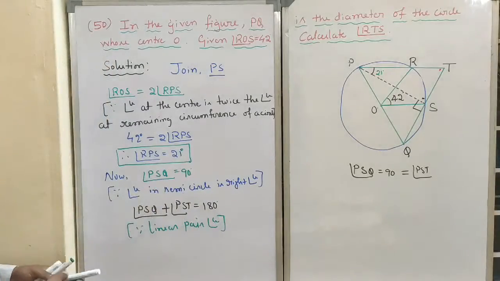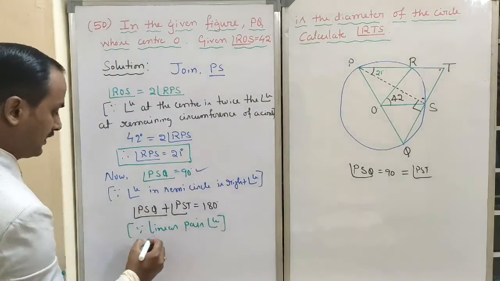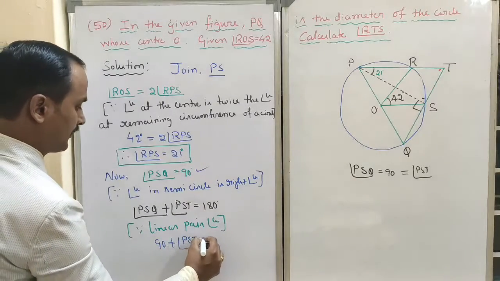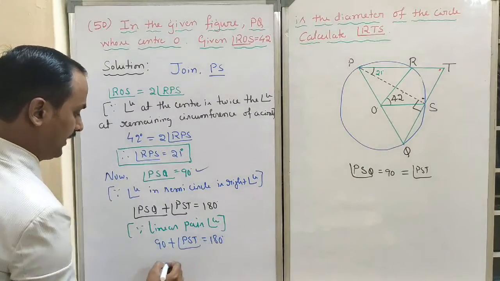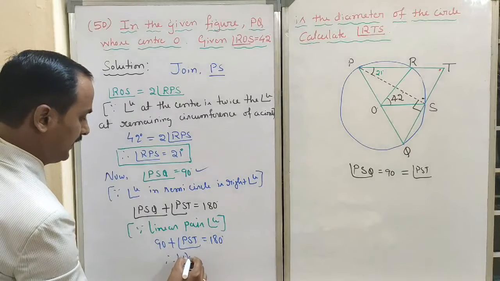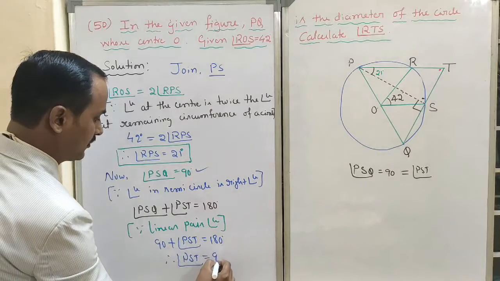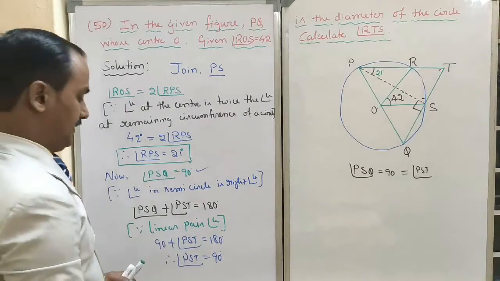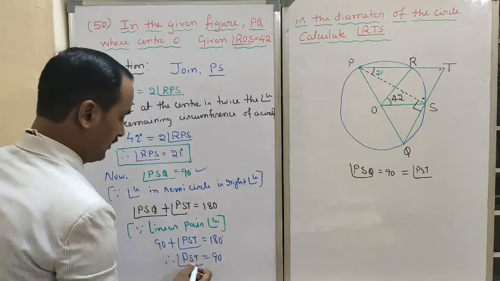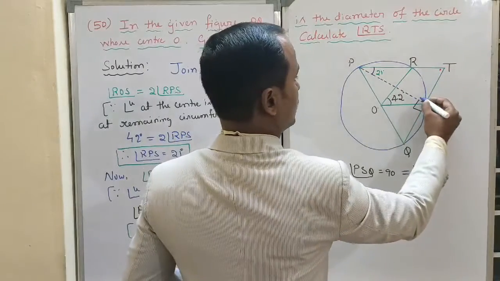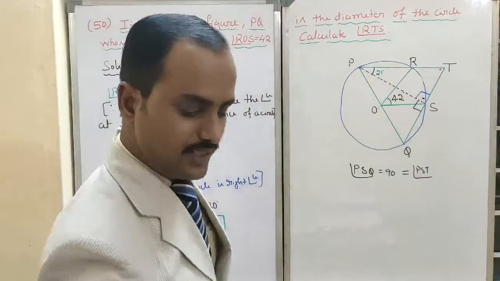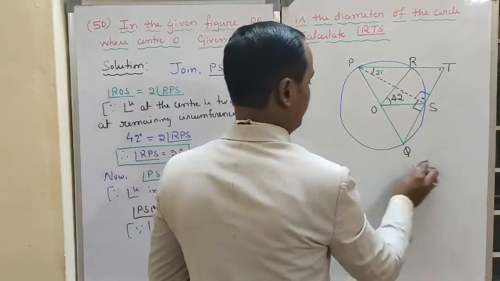Shall I substitute the values? PSQ we already found out, that is 90 degree, plus PST is equal to 180 degree. Finally, the angle PST is equal to 90 degree. How? 90 goes to that side, 180 minus 90 gives PST. I will write neatly. Angle PST also, we got it 90 degree. Now dear children, this was rough work I did that time.